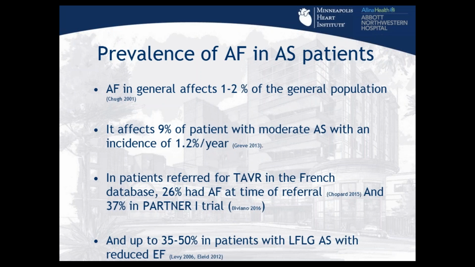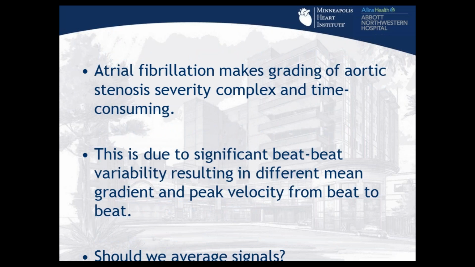So the combination of aortic stenosis and atrial fibrillation is very common. If you look at the whole population, there's a 1 to 2% prevalence of atrial fibrillation. Now, if you look at patients with moderate AS, that goes up to around 9%, so even with just moderate AS. If you look at some of the TAVR registries, like the French database, around 26% of patients with severe AS at baseline had atrial fibrillation. From the PARTNER 1 trial, 37%. If you look at some of the data from low flow, low gradient aortic stenosis, these are the sickest patients, almost half of them have atrial fibrillation. So this is a very common combination.